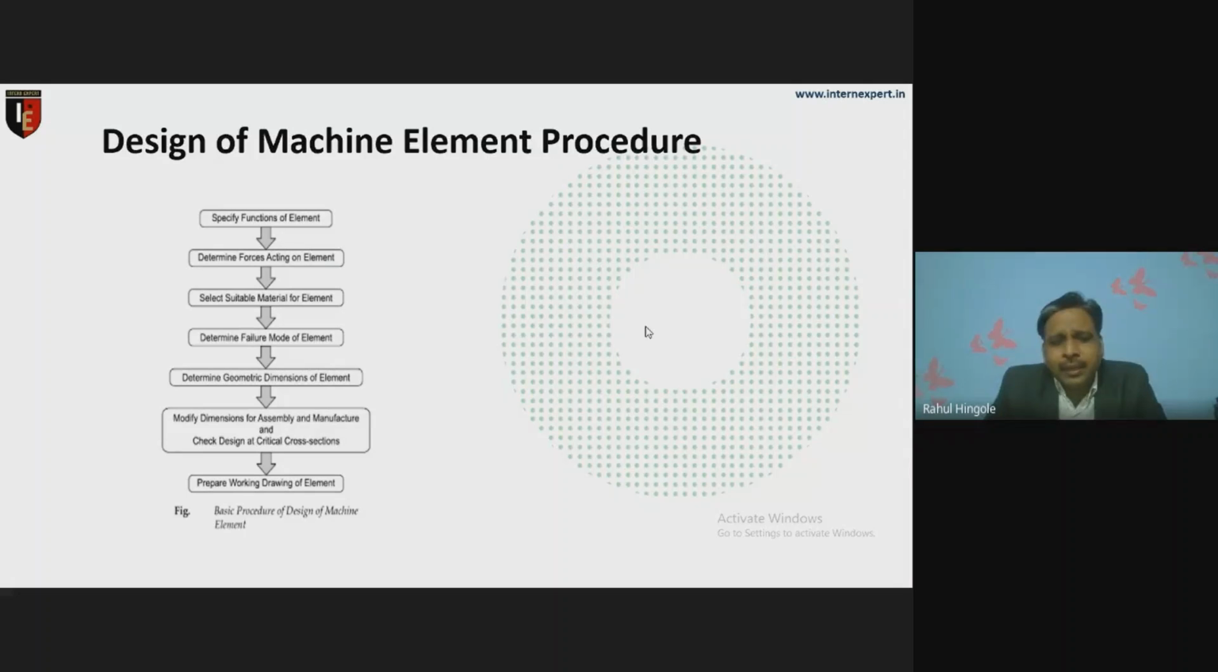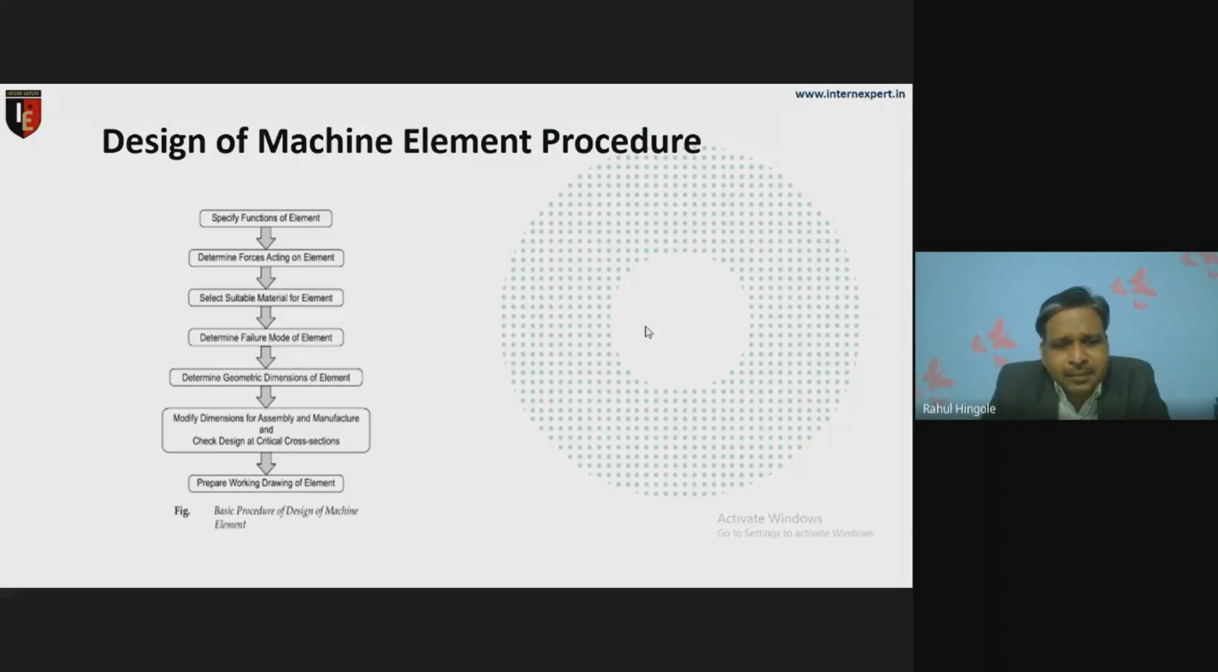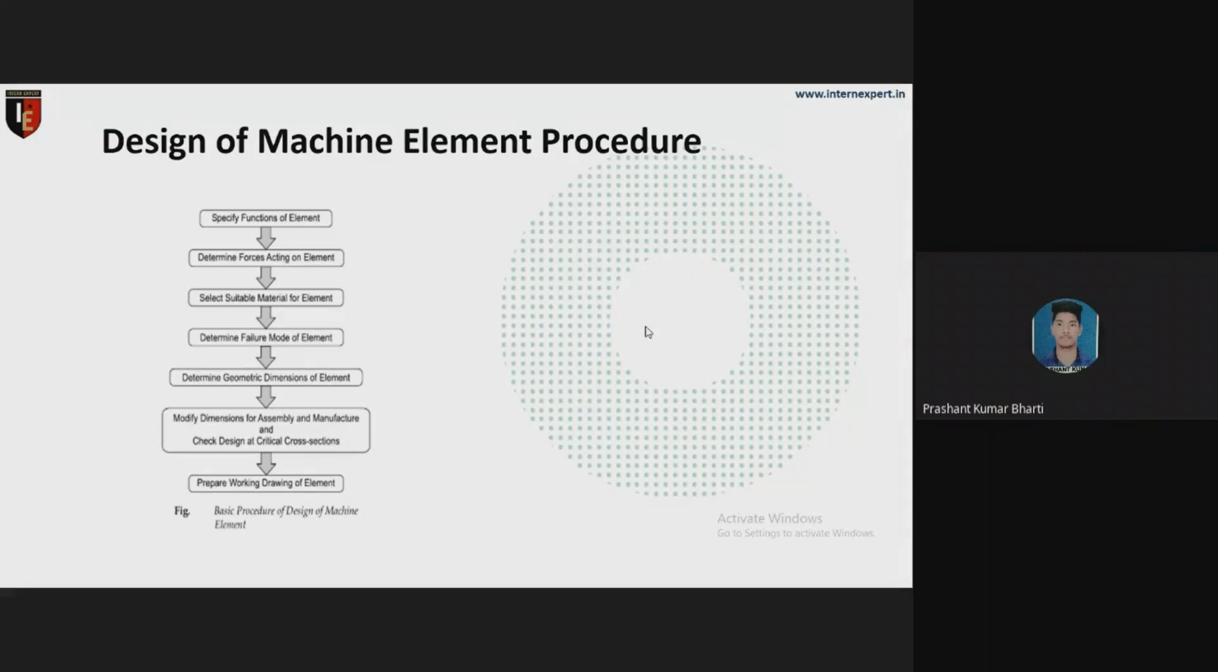Hello, sir. Yeah, please. Good evening, sir. Good evening. Yeah. Sir, I have a question. Yes. Sir, which designing software is the best among all, like CATIA, CAD, and SolidWorks? So, which one is best?